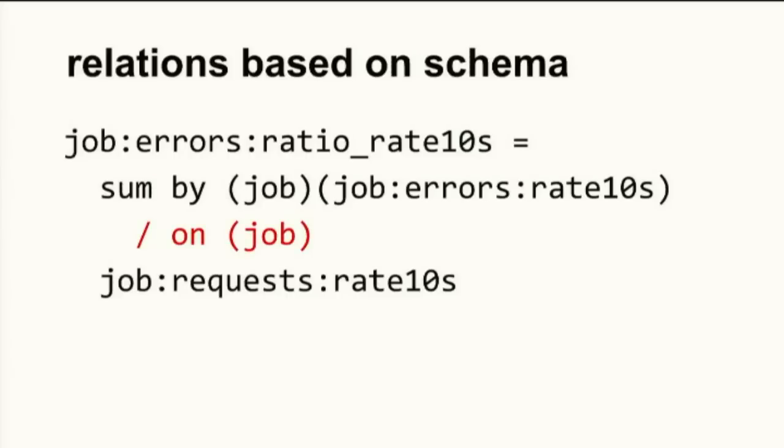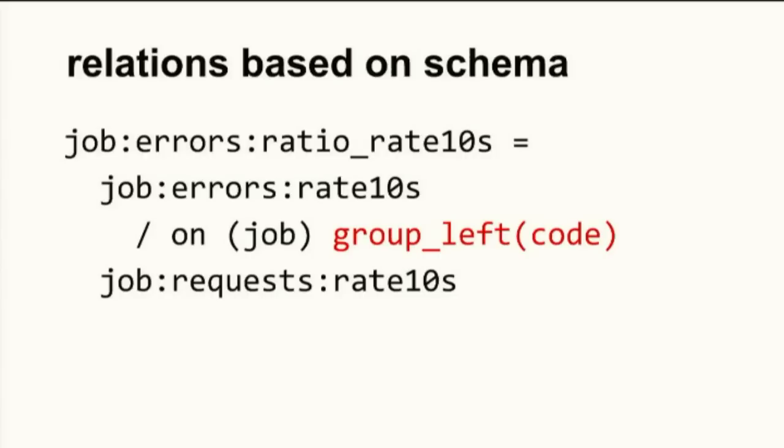So we've got a new little expression here. Obviously, computing ratio is a division operation. We would like to join the two expressions on the job label so that you're not, say, computing the rate of errors of the SMTP service against the web service. That doesn't seem like a good idea. But maybe we'd like to say the rate of requests of the web service is totally relevant to the rate of errors of the web service.